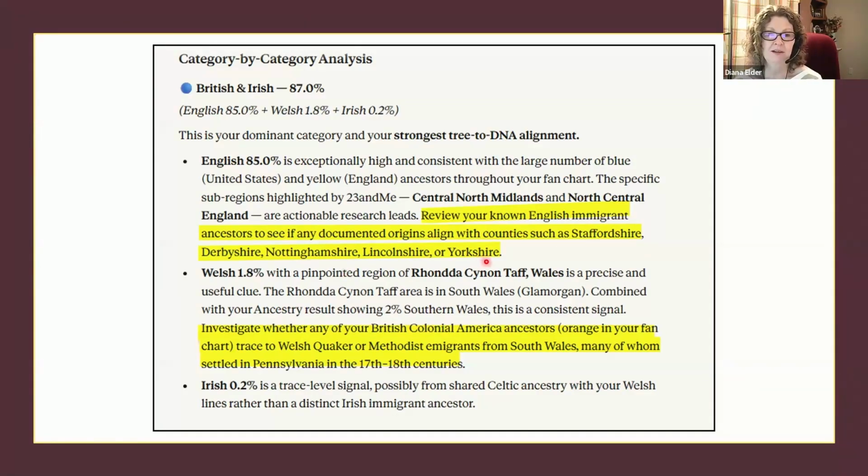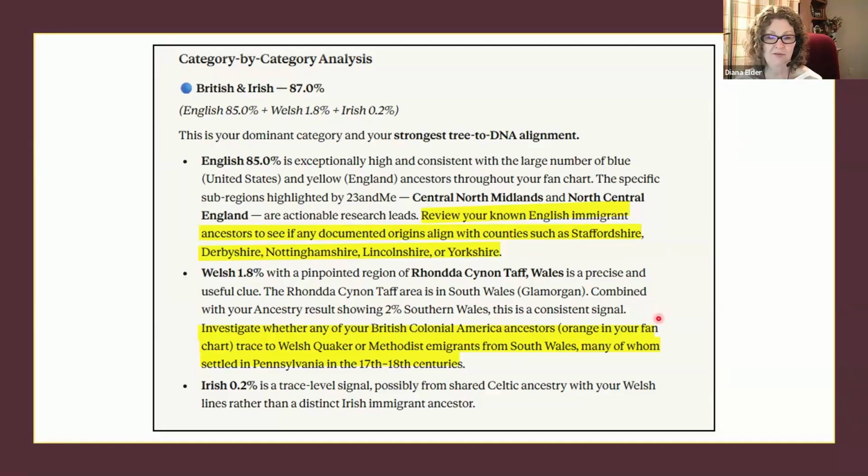So one of the things we could do, since we are getting a better breakdown, is to ask it for some specifics of all the different counties in some of those areas, some of those subregions. So right away it can do a little bit of work for us. And then it talks about the Welsh, which I am really interested in. And it's that pinpointed region. It says it's a precise and useful clue. And again, it's going to tell me a little bit about it. It's in South Wales, Glamorgan. And combined with your Ancestry result showing 2% Wales, this is a consistent signal, which I had noted, but it is good to have that pointed out.